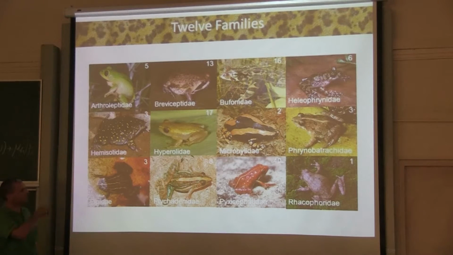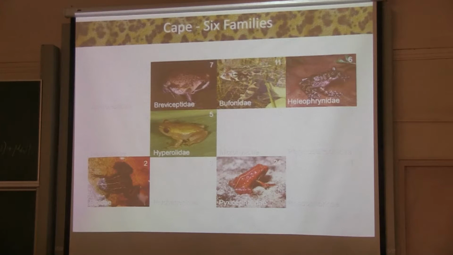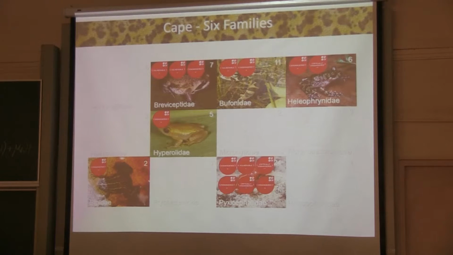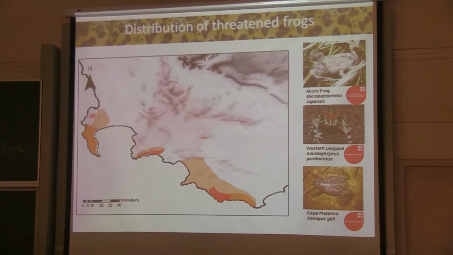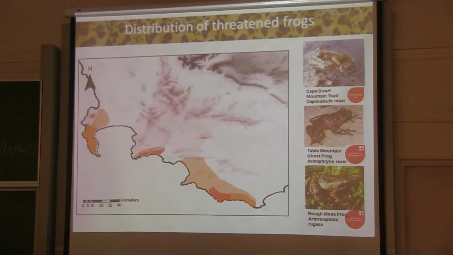So, as I said, we have a great diversity of frogs in southern Africa. There's 12 families, but only 6 families here in the Cape Peninsula. But those 6 families unfortunately have lots of threatened species. And when we look at the reasons for the threat, so you look at the distribution, you can see a lot of these are coastal species. They coincide with places where people live. There's also upland species.